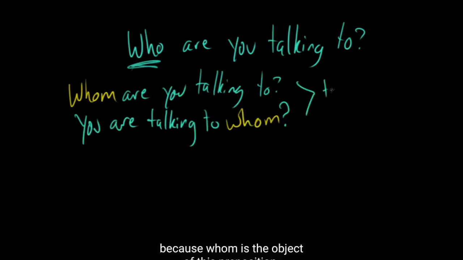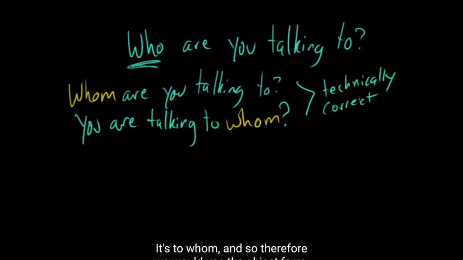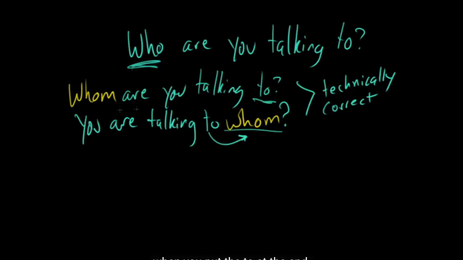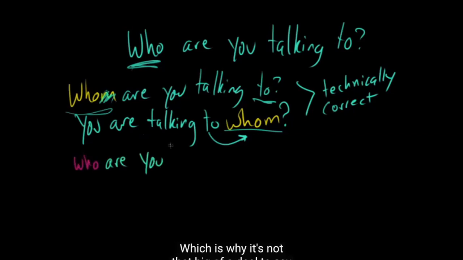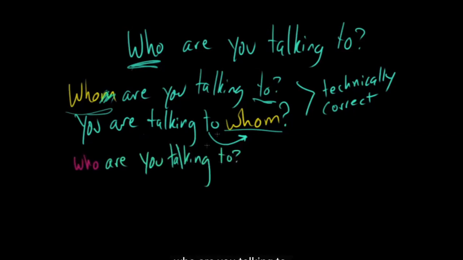Because whom is the object of this preposition, it's to whom, and so therefore we would use the object form. But you find that when you separate it out in this question, when you put the to at the end and the whom question particle at the beginning, this M just kind of falls away. Because we're more likely to use whom when it's immediately preceded by a preposition. But otherwise, it's probably more likely going to be who.